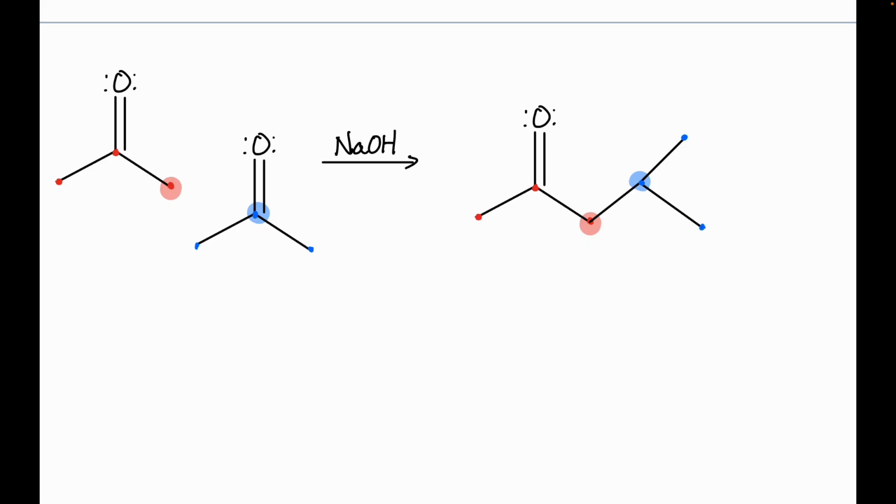And then lastly, my carbon-oxygen double bond has turned into a carbon-oxygen single bond, or a hydroxyl group, an alcohol group on that carbon. So here's my aldol product here. Again, I've linked together the alpha carbon of one and the carbonyl carbon of its neighbor.